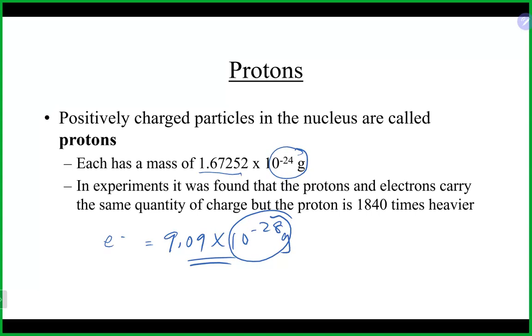And that backs up the idea from Rutherford that most of the mass of the atom is made up of the nucleus. Since protons are in the nucleus and they're about 1,800 or so times heavier than any electron flying around, it would make sense that the nucleus is most of the mass of the atom. Any question on that?